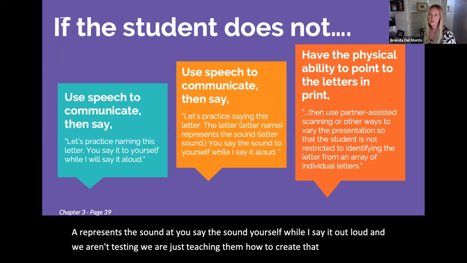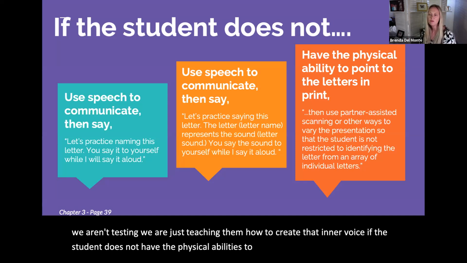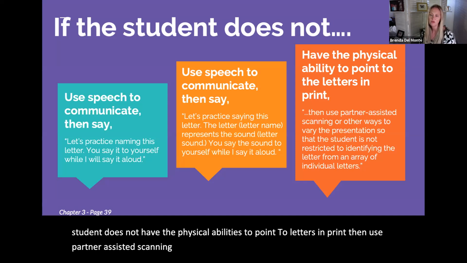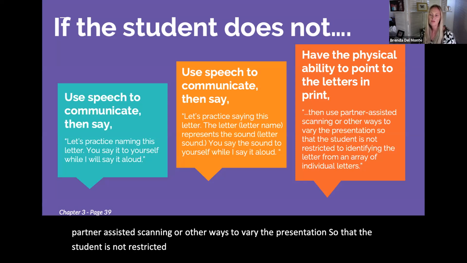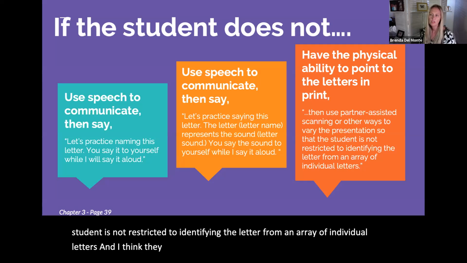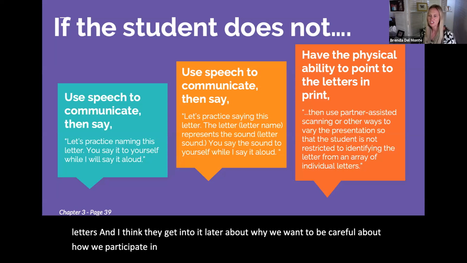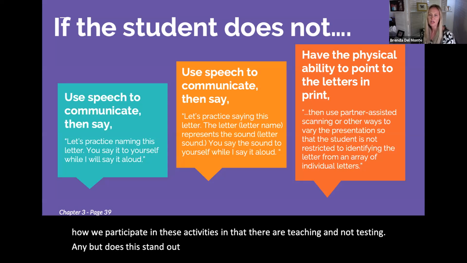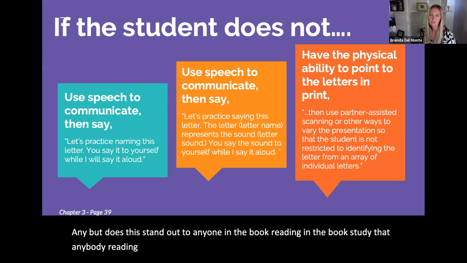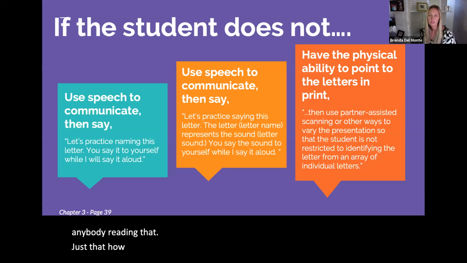If the student does not have the physical abilities to point to letters in print, then use partner-assisted scanning or other ways to vary the presentation so that the student is not restricted to identifying the letter from an array of individual letters. And I think they get into it later about why we want to be careful about how we participate in these activities and that they are teaching and not testing. Did this stand out to anyone reading the book study, how helpful it was to get exact verbiage on how to guide these kids?